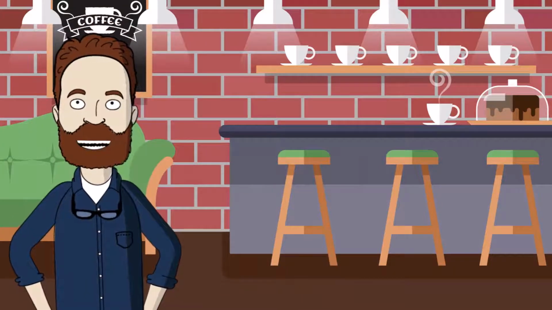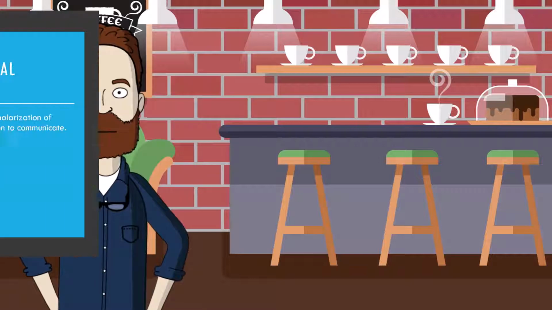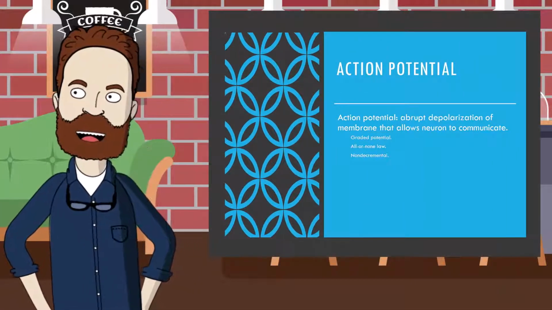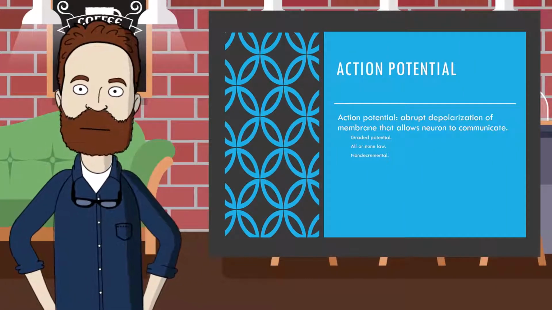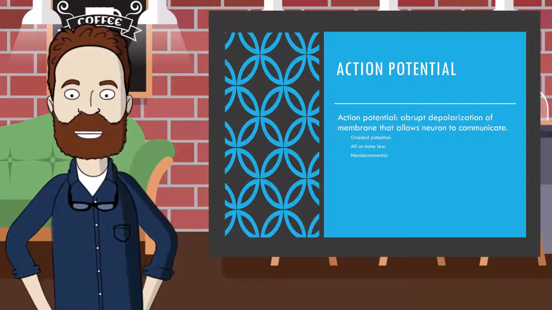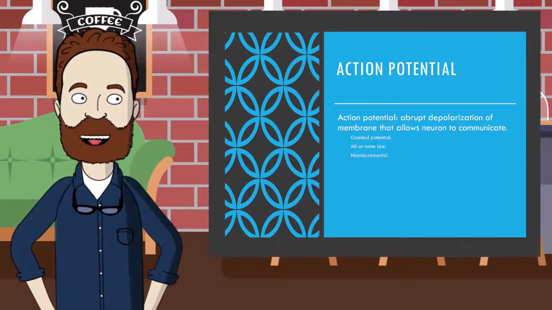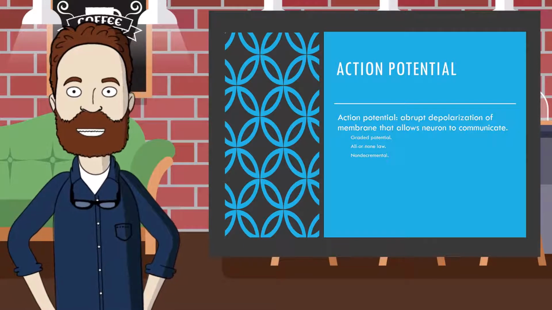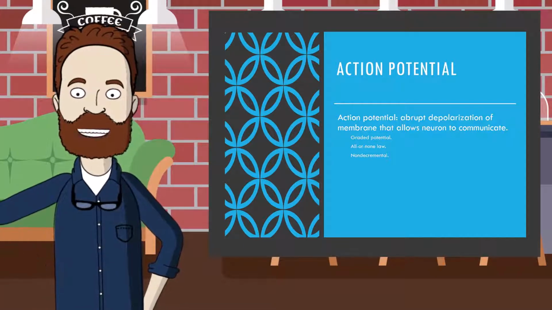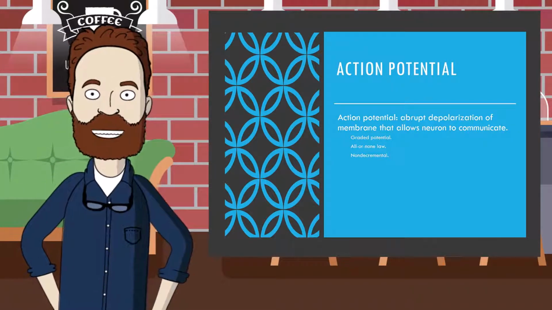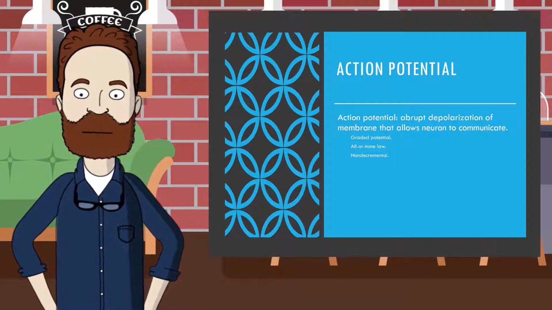All right, so today we are going to talk about action potentials. Now, an action potential is just an abrupt, about 1 millisecond, sequence of depolarization and hyperpolarization of the neural membrane. And really what this does, it allows a neuron to communicate over long distances.